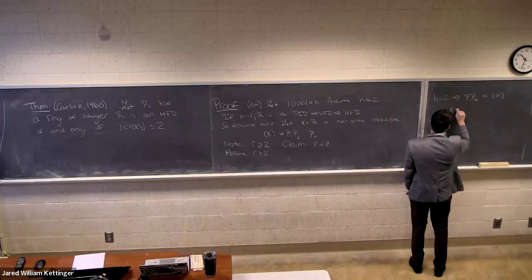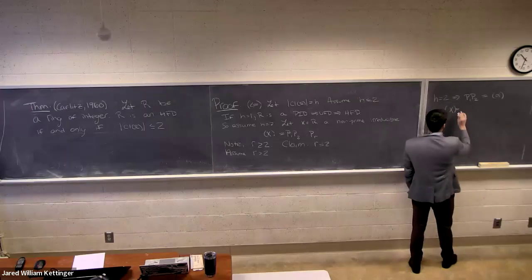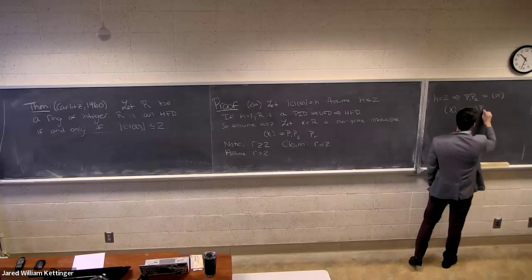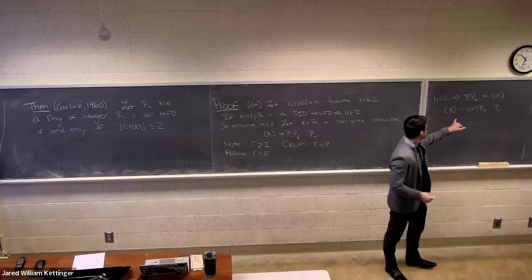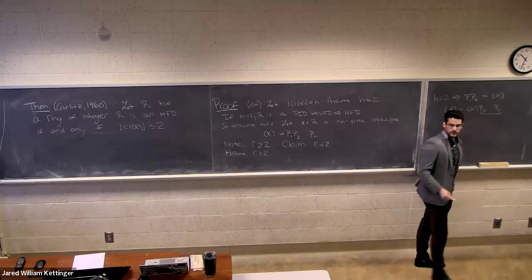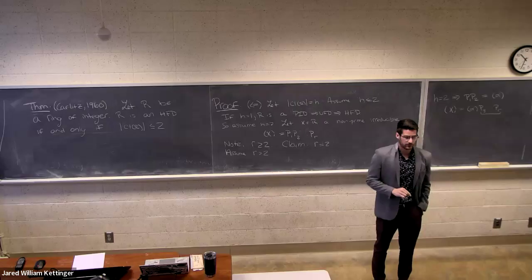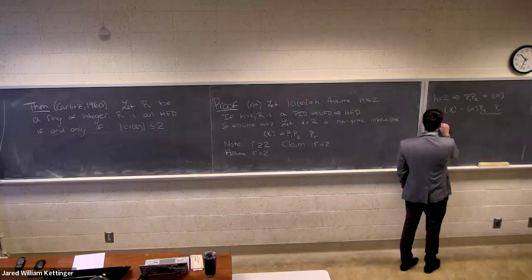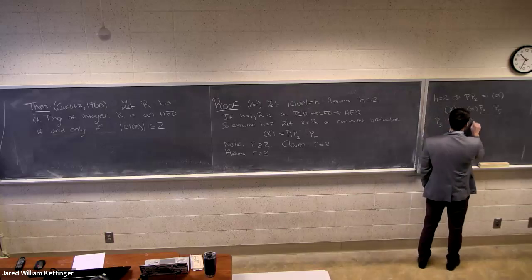So the ideal generated by x is equal to the ideal generated by alpha 3 up to, er, but this is principal and this is principal, so this also has to be principal, right? Otherwise, we would get a contradiction. So let's call this beta.